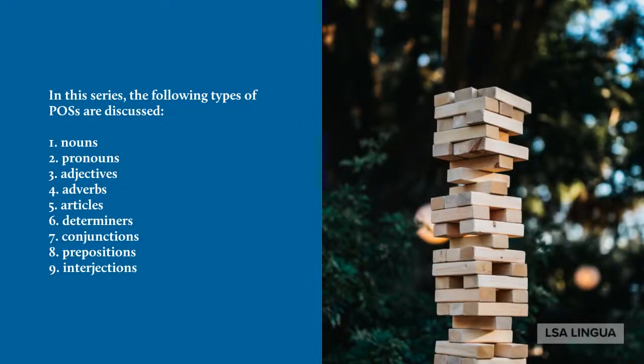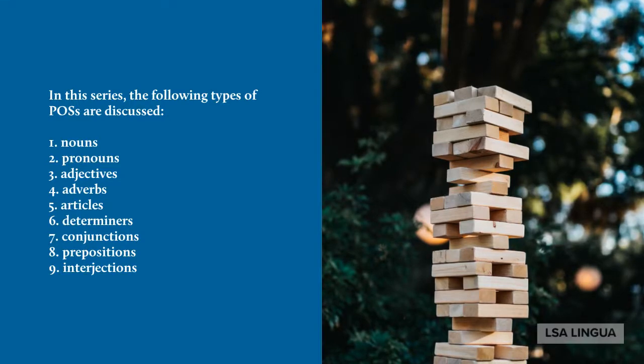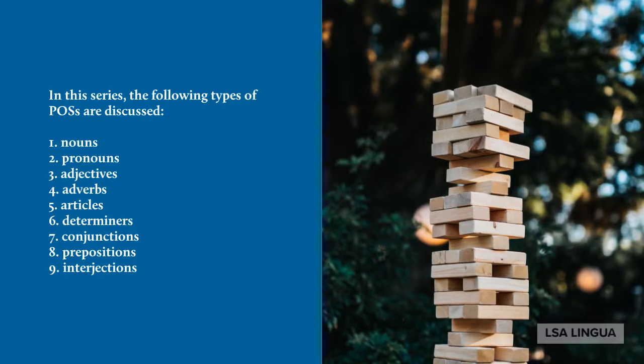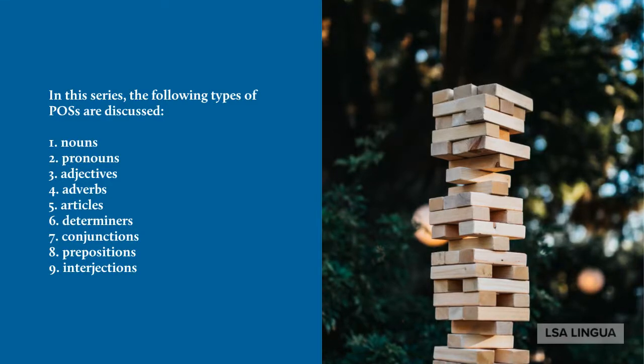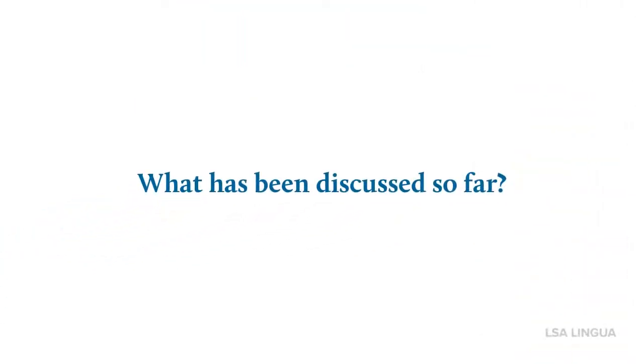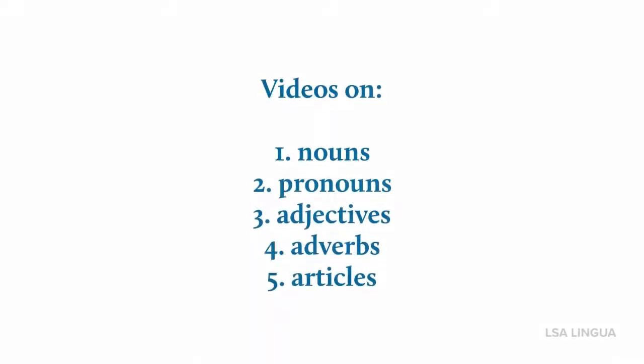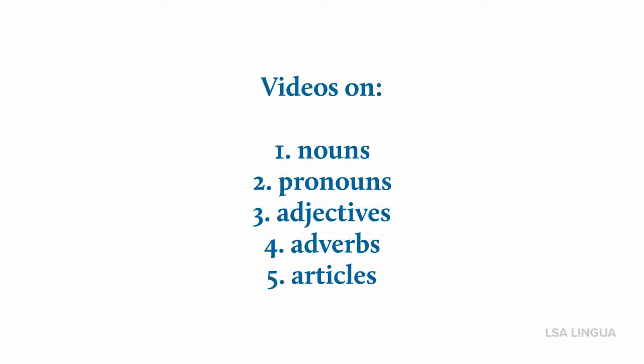In this series, the following parts of speech are discussed: nouns, pronouns, adjectives, adverbs, articles, determiners, conjunctions, prepositions, and interjections. So far, the following parts of speech have been discussed: nouns in video 1, pronouns in video 2, adjectives in video 3, adverbs in video 4, and the previous video covered articles.